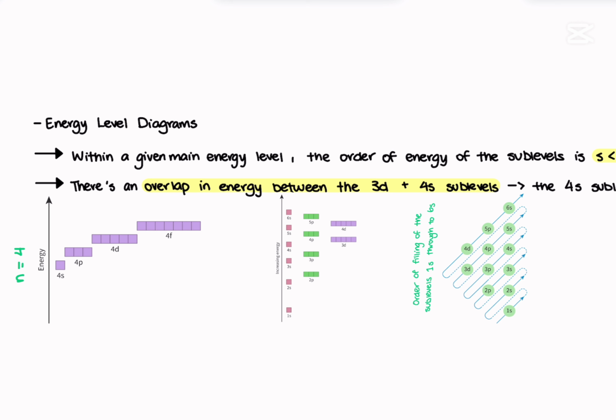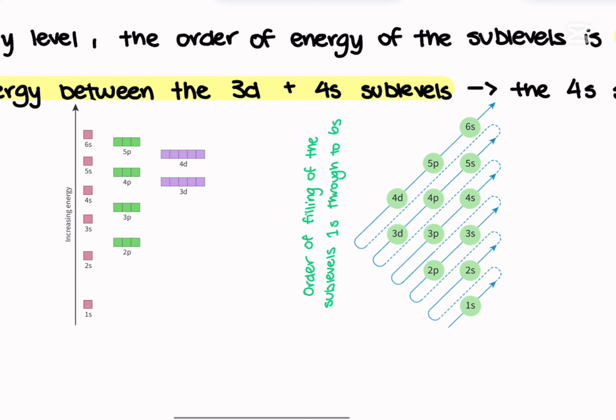So if we look at this first diagram on the left, we see that the y-axis is energy, and like seen, the 4s or S sublevel has the lowest amount of energy, and for F, the F sublevel has the highest. And now if we took a look at these two diagrams, we can see that the main energy levels starting from 1 has the lowest energy and 6 has the highest energy.